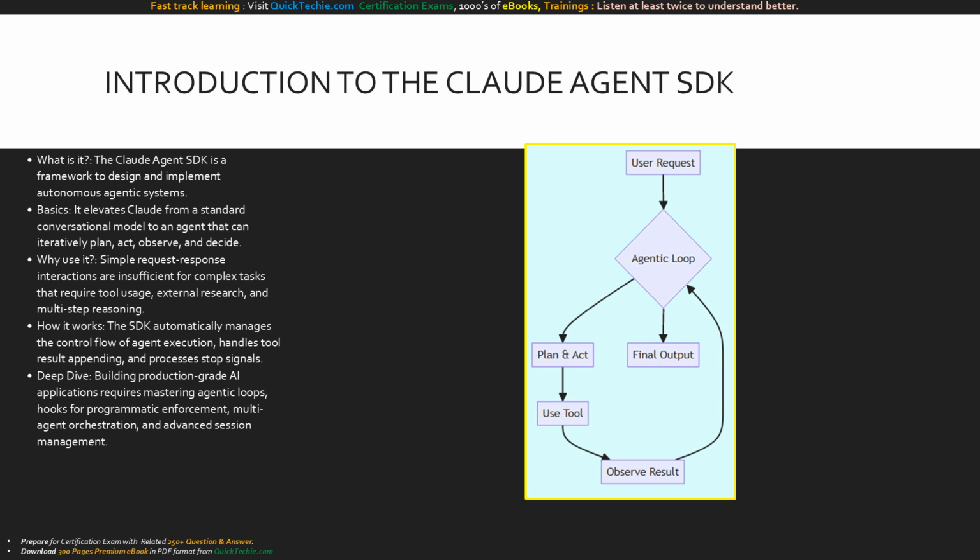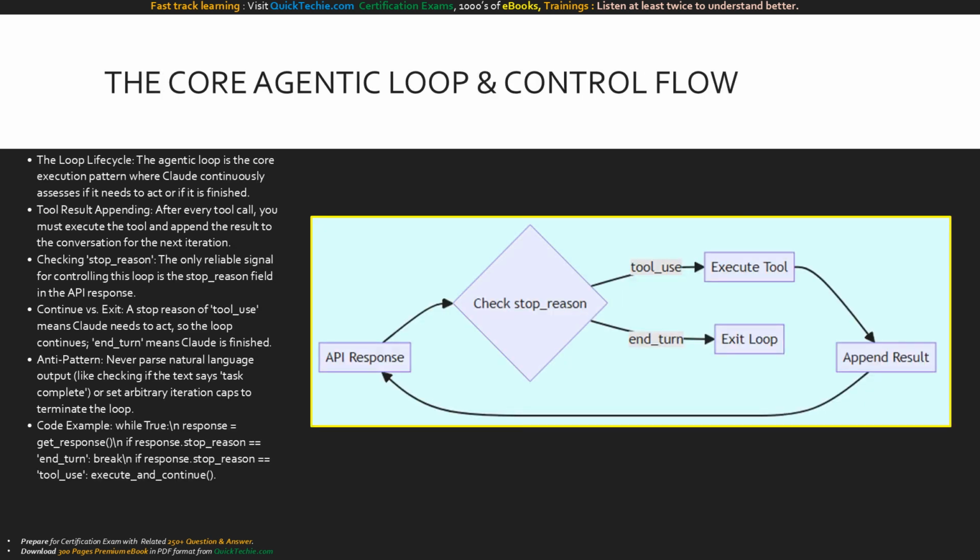Instead of a linear response, the user's request triggers an iterative agentic loop. The agent plans, acts, uses a tool, observes the results, and loops back. It only breaks out to deliver the final output when the task is completely resolved. The engine driving your agent is the agentic loop. During this loop, you provide tools, and Claude decides whether to use them or reply to the user. But how do you know when Claude is actually done?